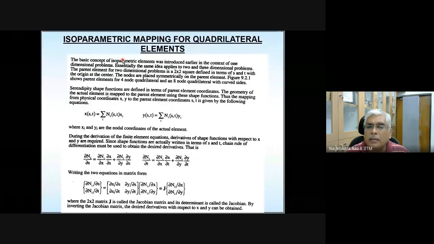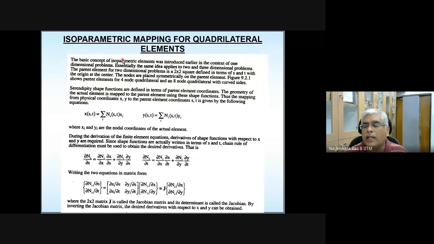The parent element for a two-dimensional problem is a 2 by 2 square defined in terms of s and t with origin at the center. So that is what I told you to make a note. s goes from -1 to 1, t goes from -1 to 1. Irrespective of whatever element you have, you are going to map onto a parent element with s going from -1 to 1, t going from -1 to 1. So that is what the 2 by 2 square is.